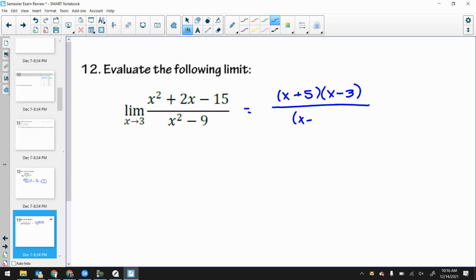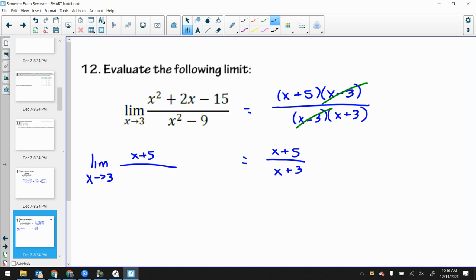X squared minus 9 is x minus 3 times x plus 3, and the x minus 3 cancels. So this is x plus 5 over x plus 3. So I can calculate the limit as x goes to 3 of x plus 5 over x plus 3, which now we can plug in because we've reduced it down. Plug it in, that's 3 plus 5 is 8 over 6, which is 4/3. Questions about that one?